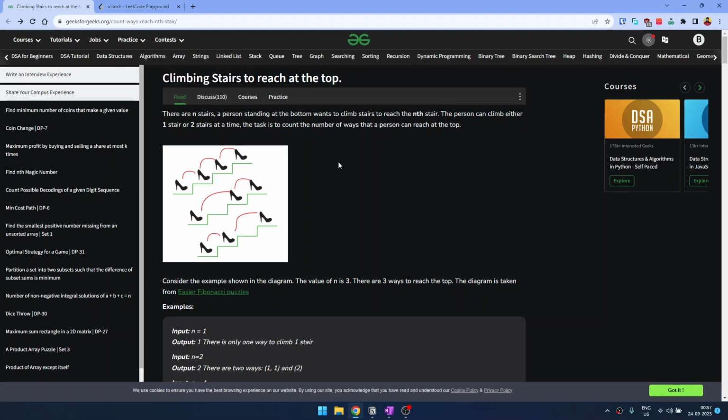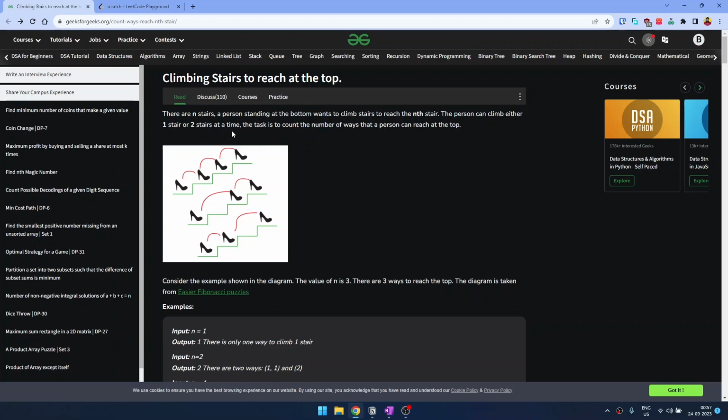Hi guys, in this video we'll be trying to solve this problem on Geeks for Geeks. It's called the climbing stairs to reach the top problem. Essentially this is very similar to the Fibonacci problem. So first let's go through the problem.